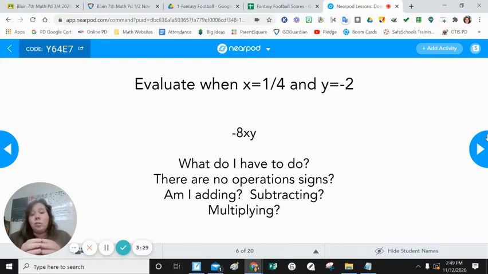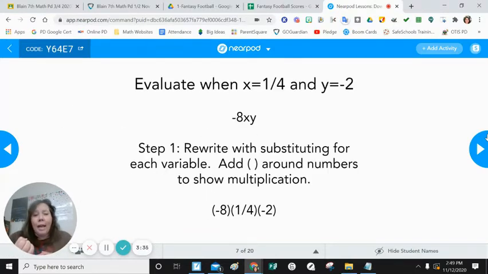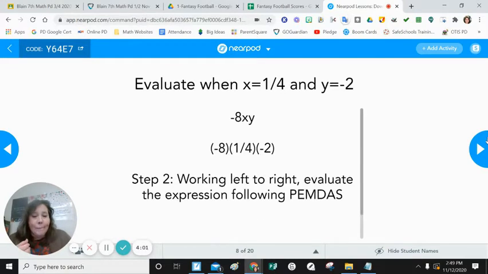And I'm going to substitute a number for that variable. So I'm going to substitute 1/4 for x and -2 for y. And the first thing I'm going to do, or step 1, is to rewrite my expression substituting the numbers for each variable. I'm going to put parentheses around the numbers to show multiplication now. And then I'm going to think about what do I need to do to solve this problem. Working from left to right is step 2. I'm going to follow order of operations, or PEMDAS, and I'm going to solve this problem working left to right.